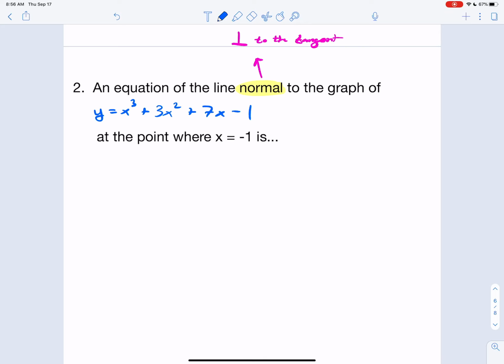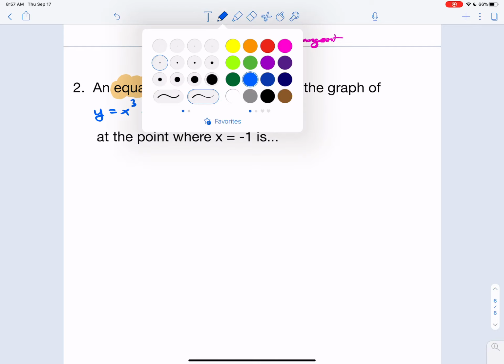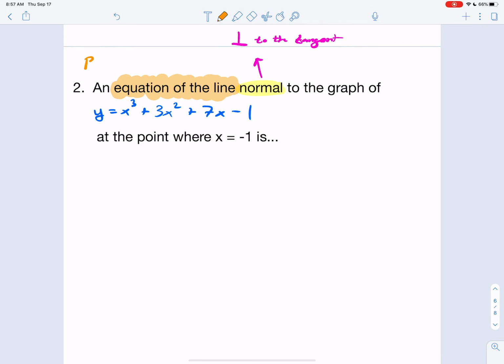Okay, so we go back to the same idea here. How do you make an equation of a line, you guys? What do we need? We need a point and a slope. I'm just going to label that there. The moment we figure out what these two parts are, we can make a line and we're all done. What are we already given? An equation of the line normal to the graph of this curve at the point where x equals -1. So based on this, we know the x-coordinate is -1.